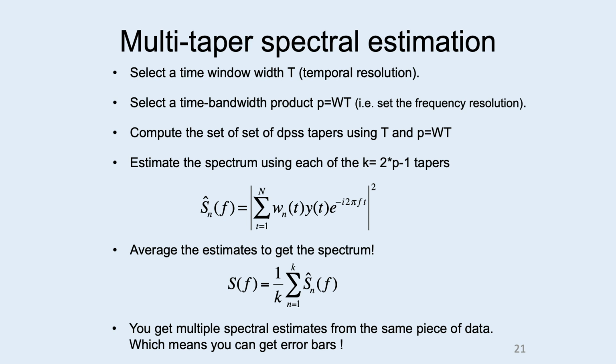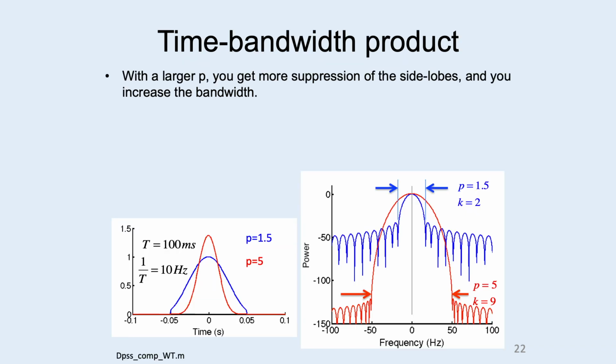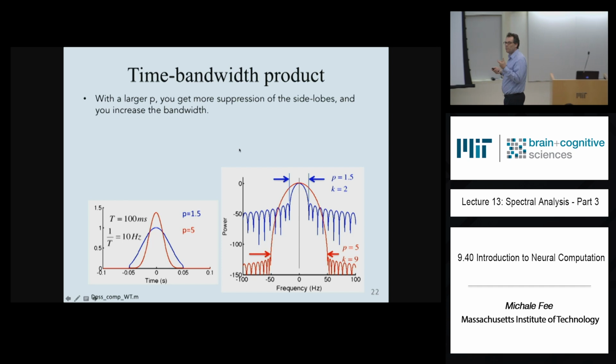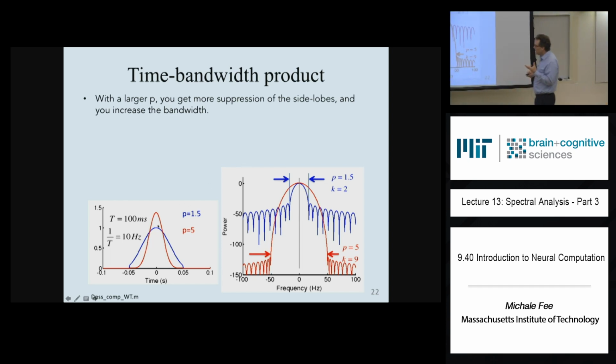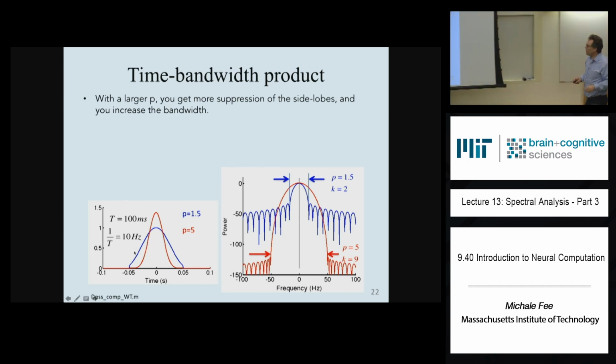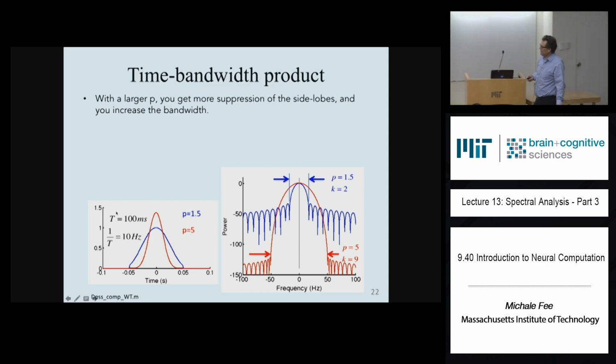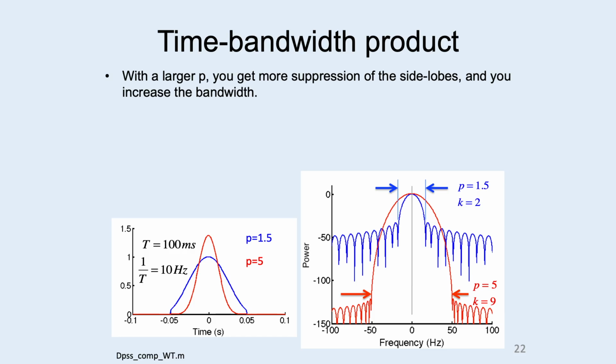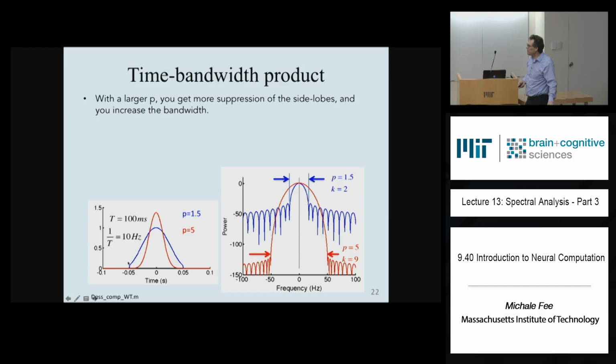So take the square magnitude of each one to get the spectrum, and then average all those spectra together. So now, what does P do? P chooses the bandwidth of the Slepian function in that window. Okay, so if you have a window that's 100 milliseconds wide, we're going to take our data and break it into little pieces that are milliseconds long. It goes from -50 to +50 milliseconds. You can choose a window that has a narrow bandwidth.